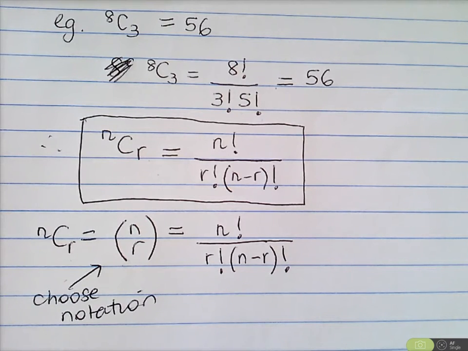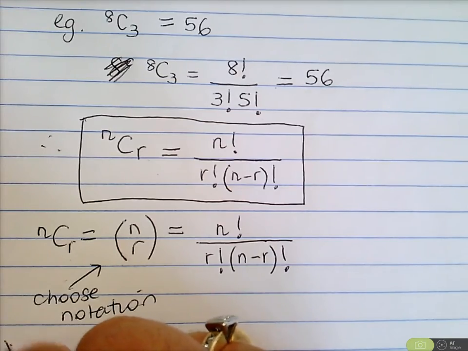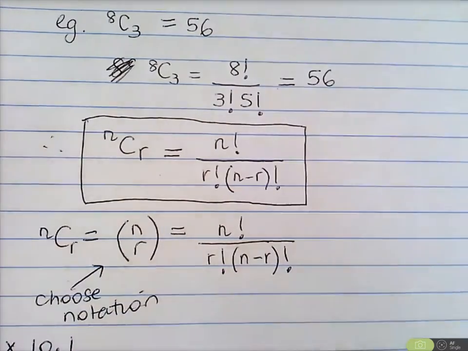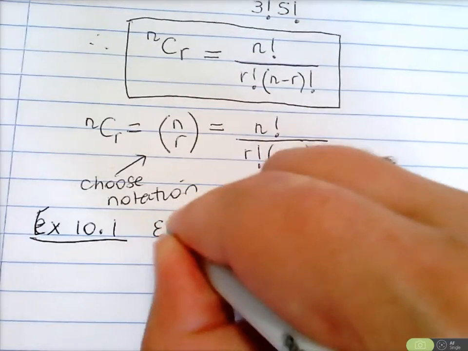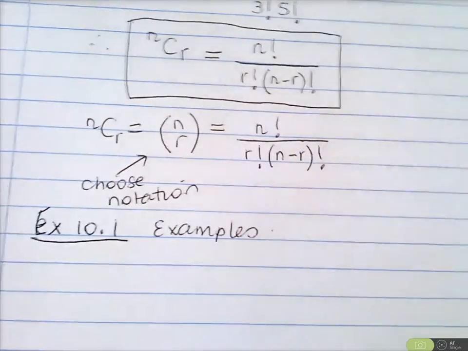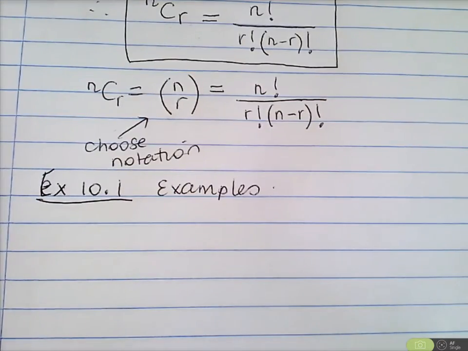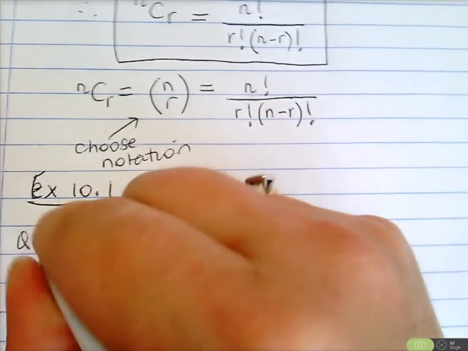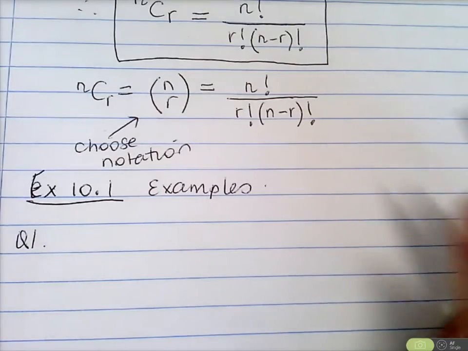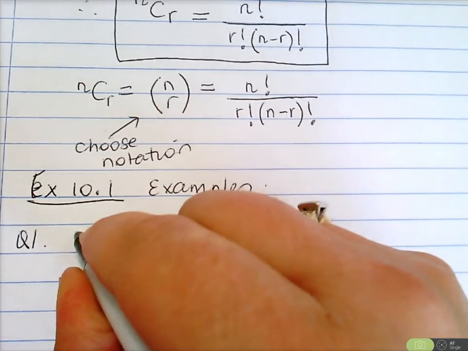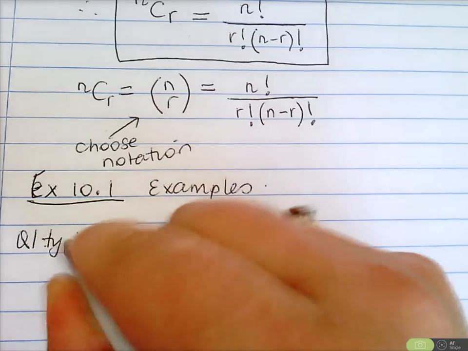Okay? So, just some examples. I'll do these from the textbook, based on exercise 10.1. Are we okay, everyone? Exercise 10.1 examples. That way you can actually go home and do some homework tonight. So let's go. This is an example from question 1. I'm going to do similar ones to question 1, not exactly the same. Question 1 type.